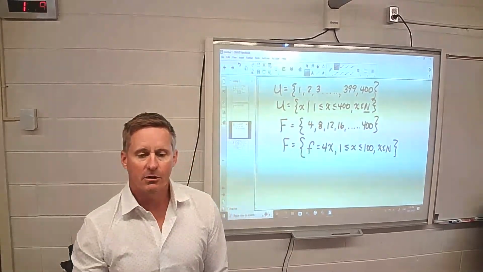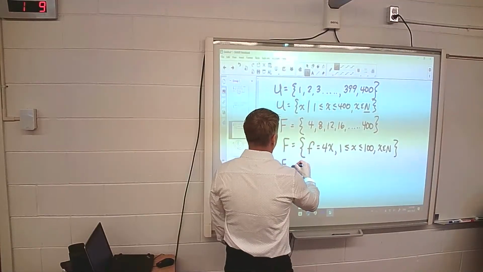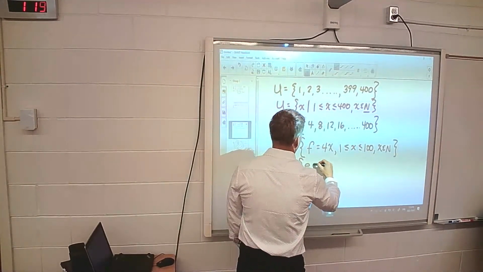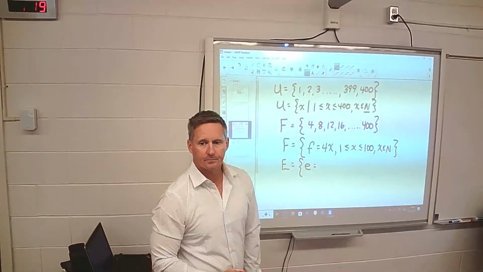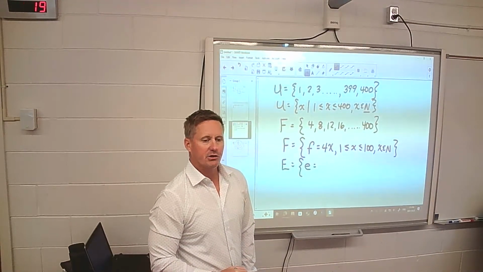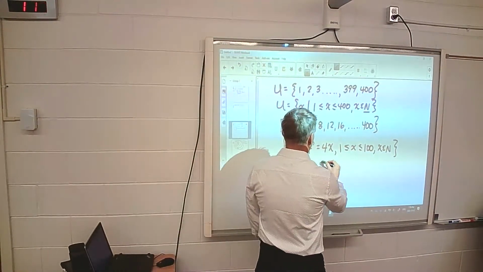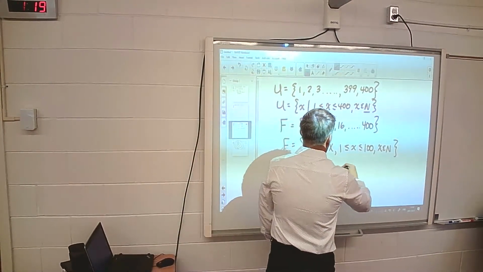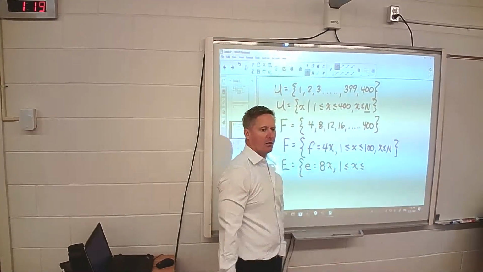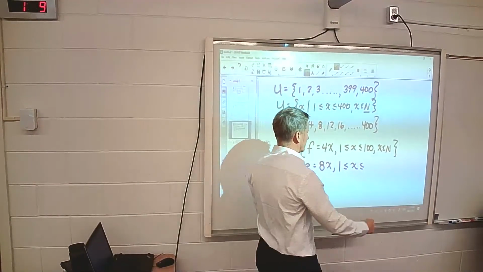Okay? So knowing that, let's do 8 now. We're going to skip this part of it, and I want you to do this. E equals what? How do I show a multiple of 8? 8x. That's right. And how high can I go with x where I'm not going over 400? 50.